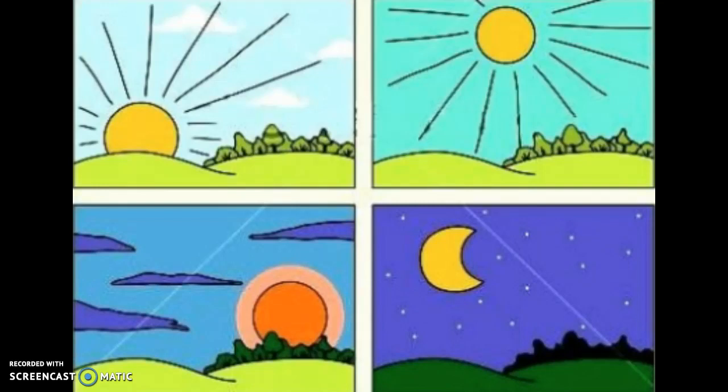Then I want you to think about something you do at each of those times. The first one should be something you do in the morning, an afternoon activity, an evening, and then a nighttime activity. Explain what you're doing and where the sun would be.